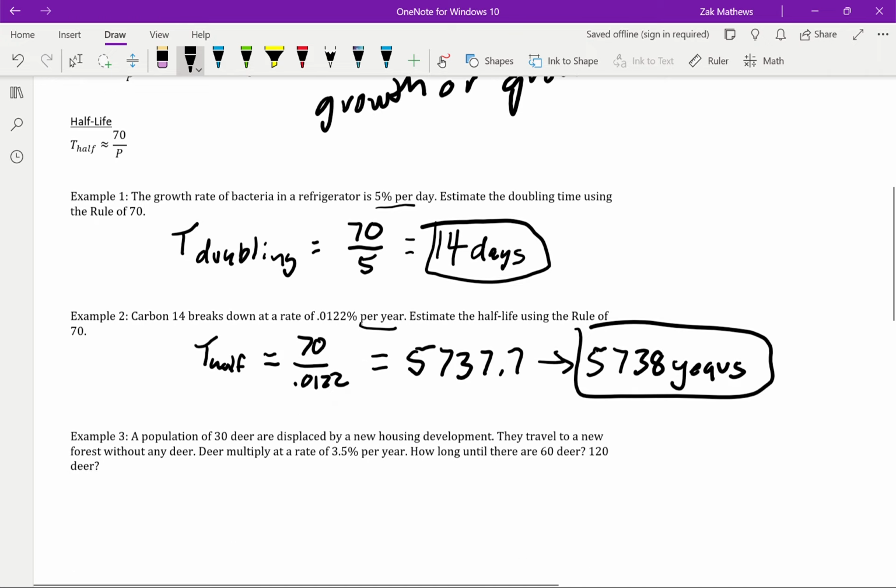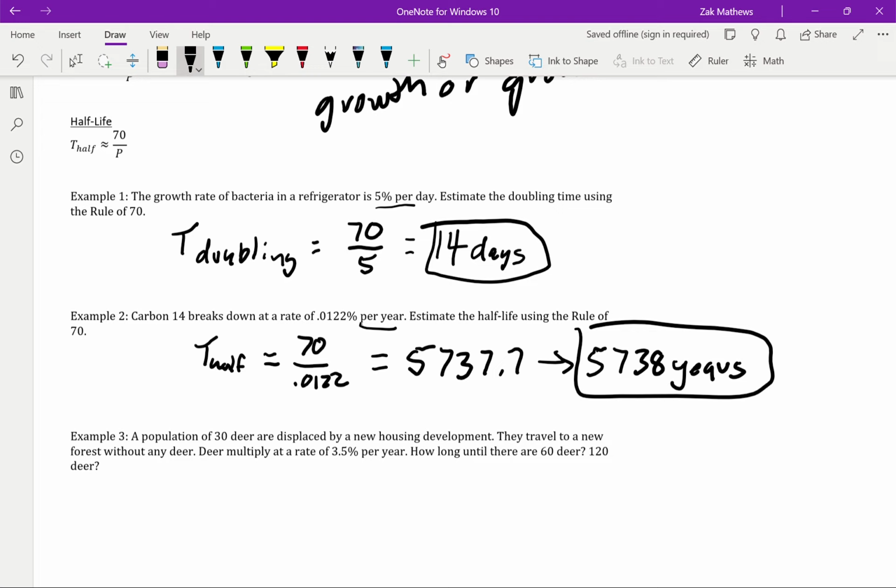Let's take a look at a third example. Population of 30 deer are displaced by a new housing development. They travel to a new forest without any deer. Deer multiply at a rate of 3.5% per year. How long until there are 60 deer, 120 deer? So I'm asked to do a little bit more in this one. I'm not just strictly figuring out doubling time and half-life.